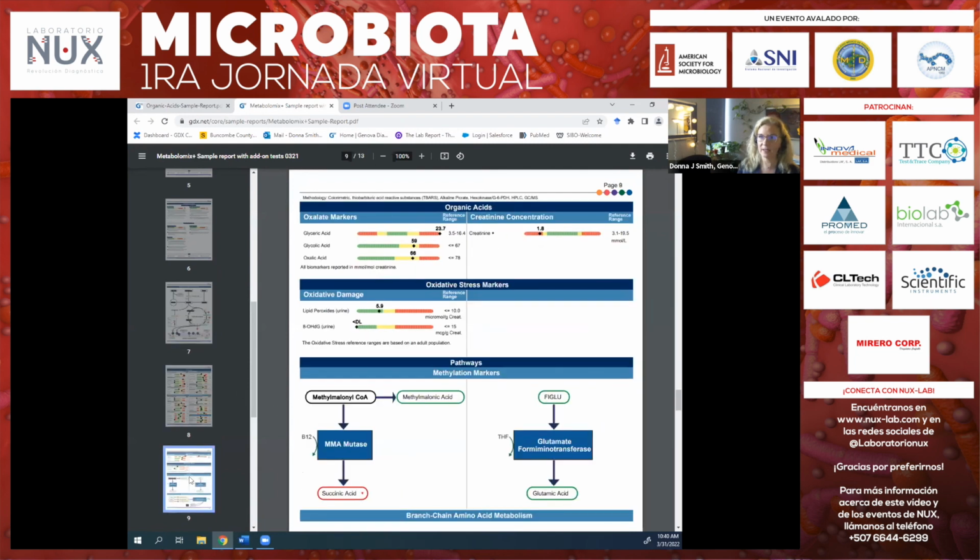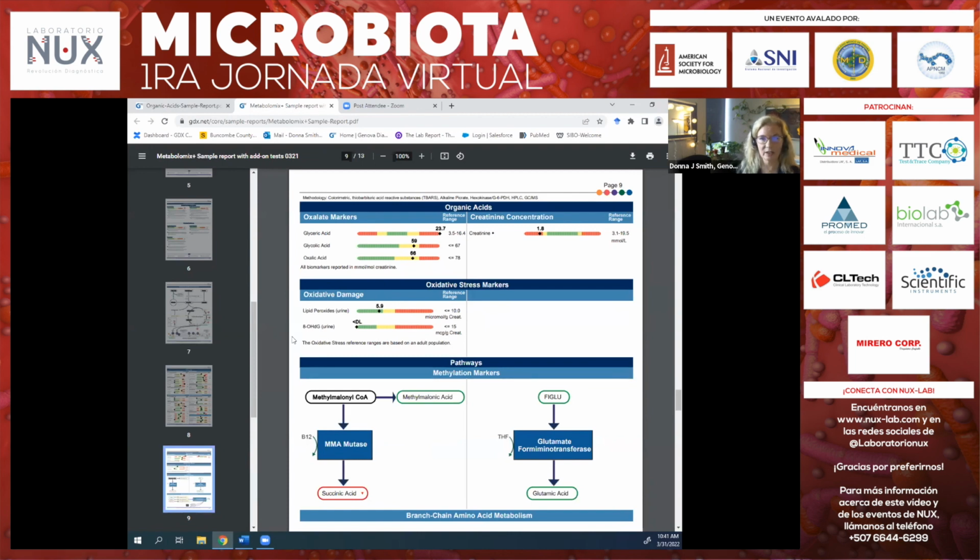Now, on this next page, an additional group that is included are these oxidative damage markers. So these are indicative of actual oxidative damage to tissues. So the lipid peroxides indicate actual oxidative damage to lipids, which means the phospholipid bilayer of cell membranes. So it indicates damage to cell membranes.